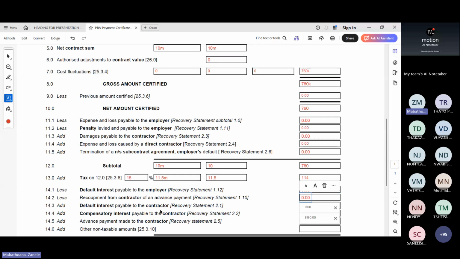Default interest payable to the contractor. So here we would be saying less default interest payable by the employer. Sorry, the default interest is payable to the employer if the contractor delayed, like I said, and then he needs to pay. So we deduct from his payment. You don't add the VAT yet.